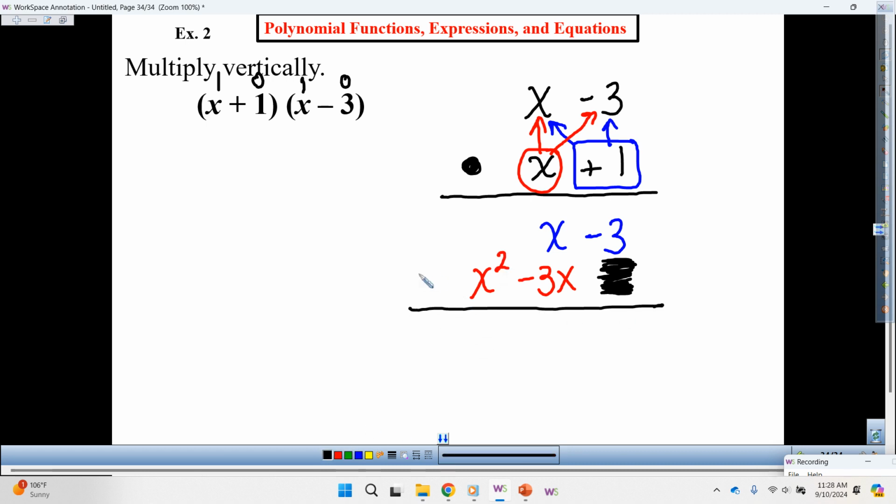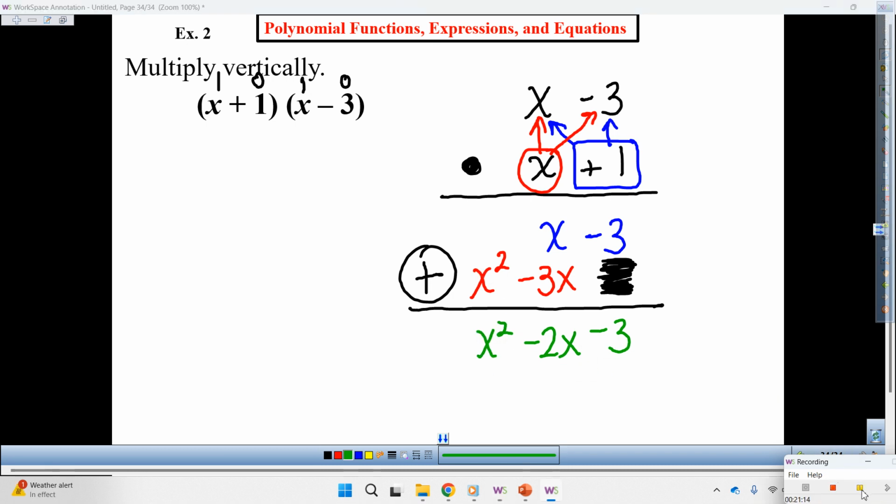What do I do now? I'm going to combine. Here we go. Straight down. Negative 3 and nothing here. I just bring it down. What is negative 3x and a positive 1x? Negative 2x, and then bring down the x squared. Copy that one, please. Pause that really quick.